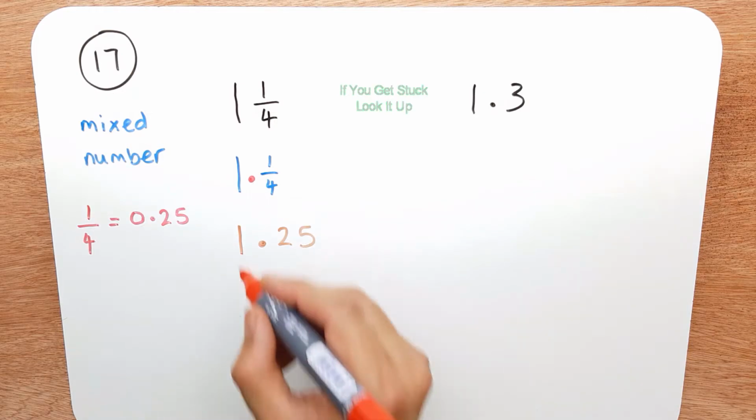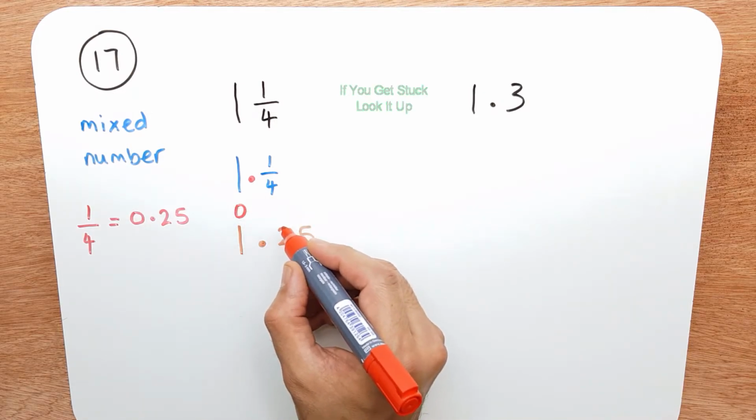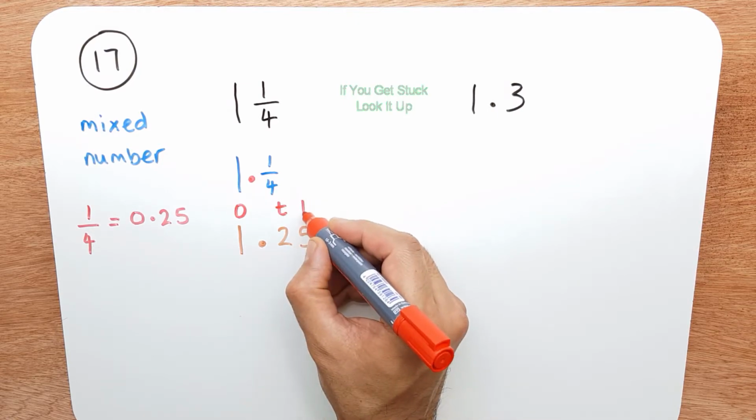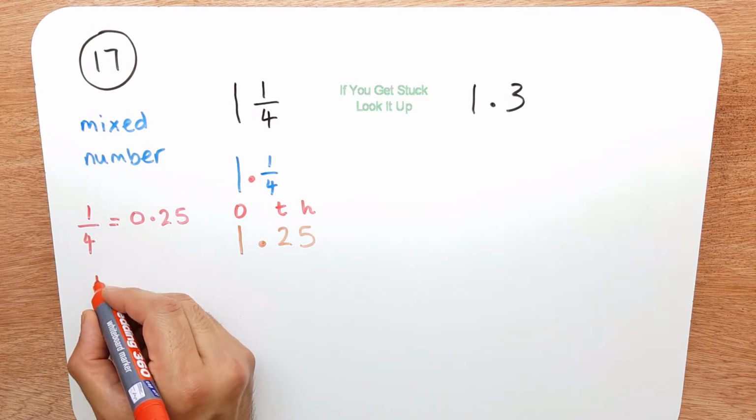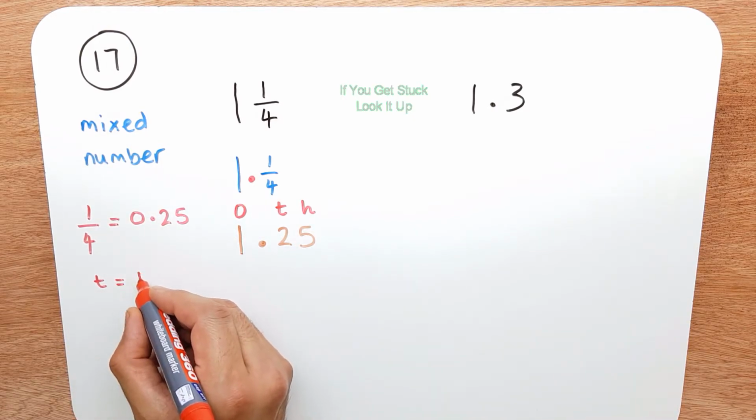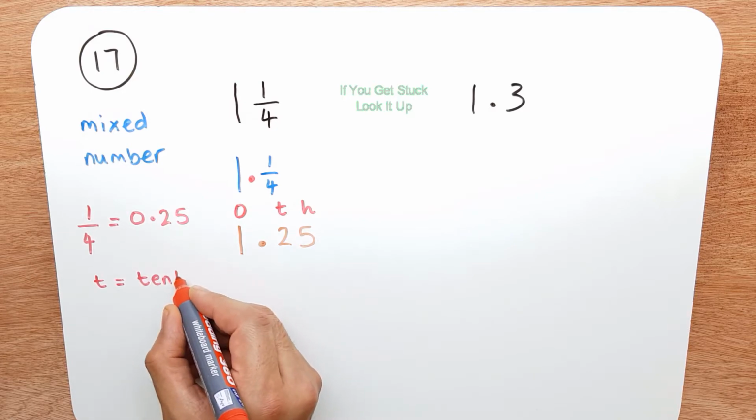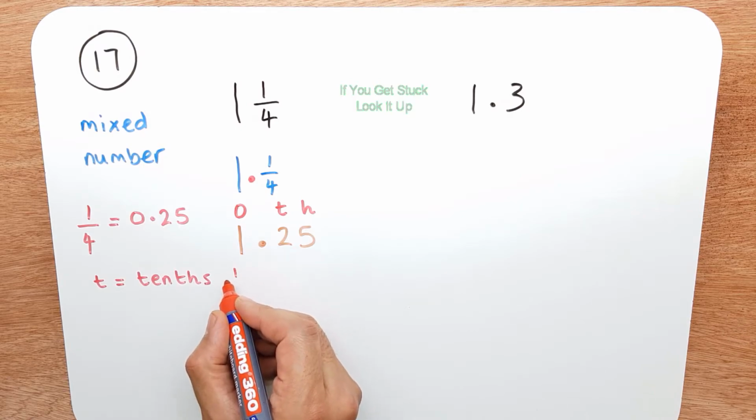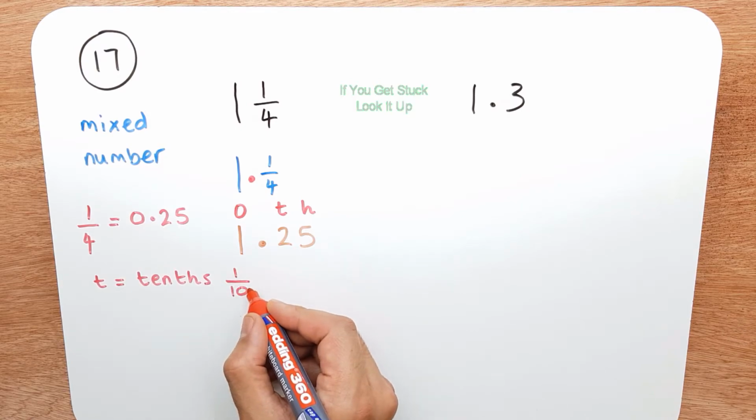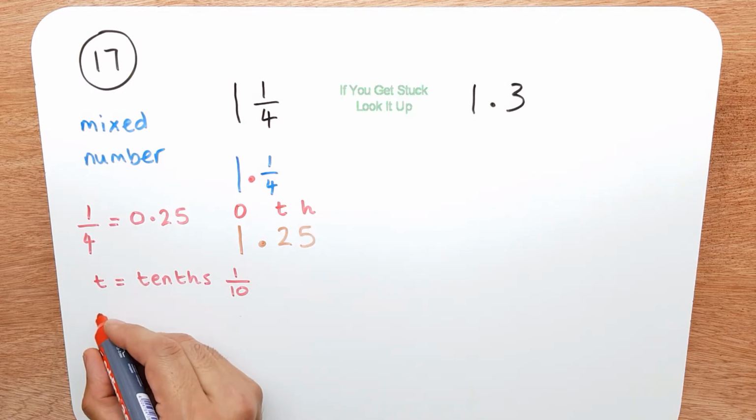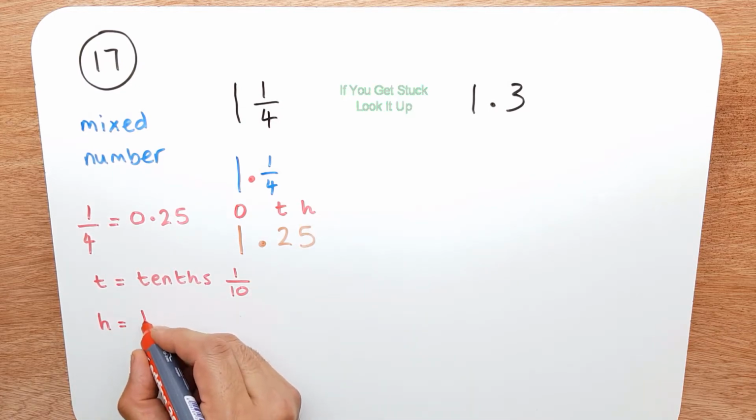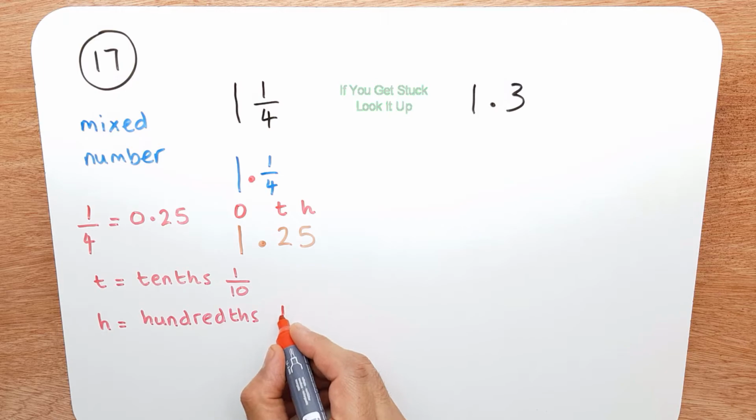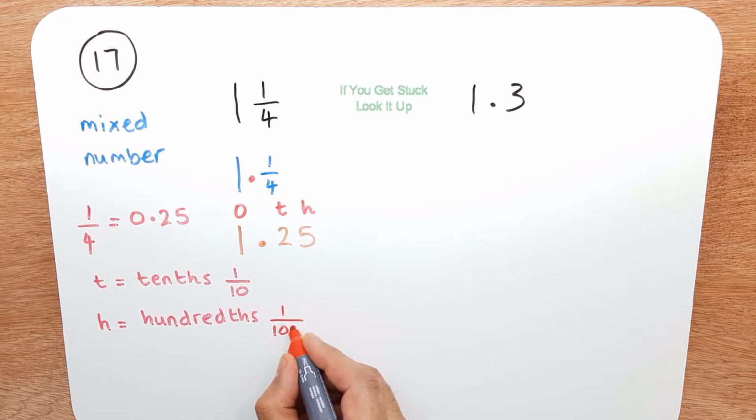1.25. This is the ones column. This is the tenths column. And this here is the hundredths column. So T is the tenths column. And sometimes you will see it written as 1/10. That is 1/10. And the H is the hundredths column. And that's written as 1 over 100.